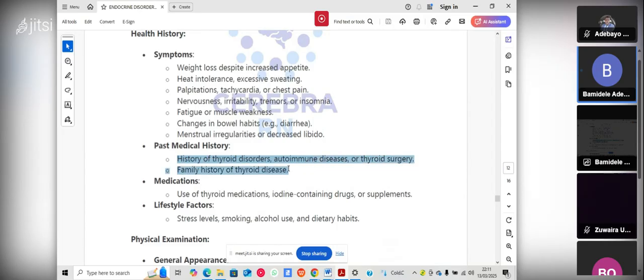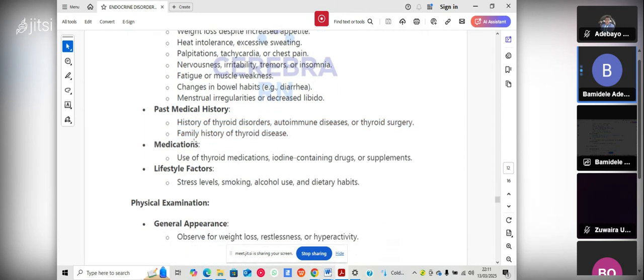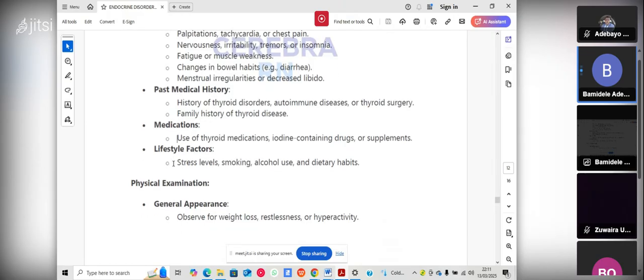Then don't forget genetics, family history. Are there parents, brothers, sisters that have this condition? Medication: you need to know if there is any medication that the patient takes that might cause or mimic these symptoms. Lifestyle factors, very, very important. Do not forget, it is part of history taking. Stress levels, smoking, drinking, dietary habits, workplace, very important.